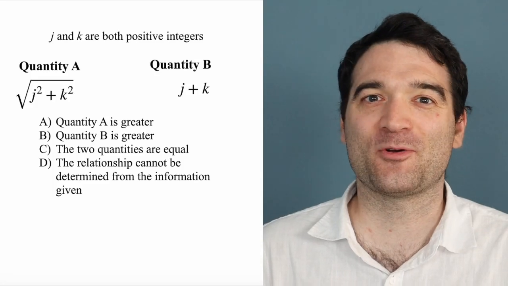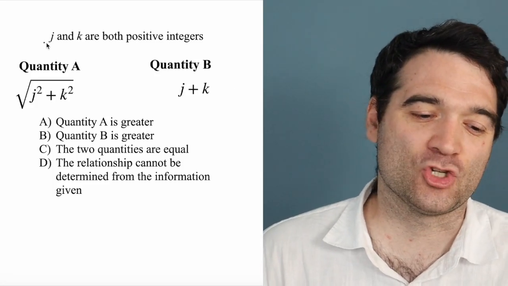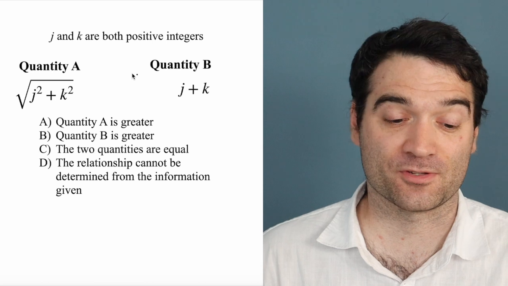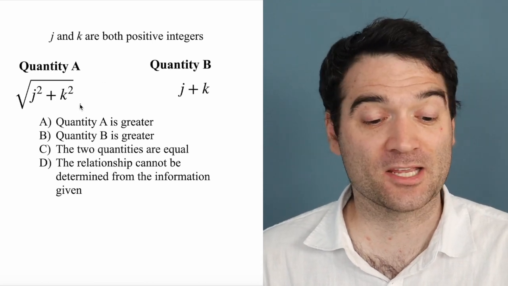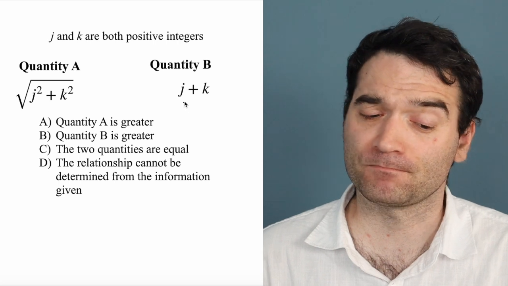Here's a GRE algebra question. Let's take a look. J and K are both positive integers. And so we have these two quantities here: the square root of J squared plus K squared, and J plus K.